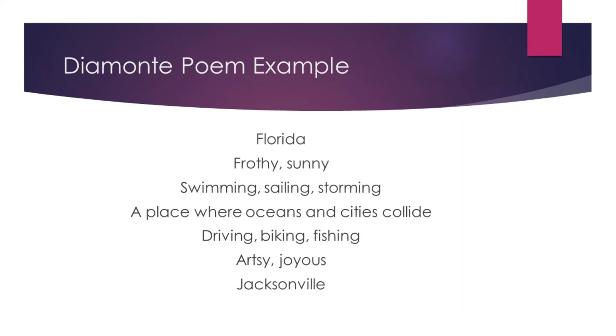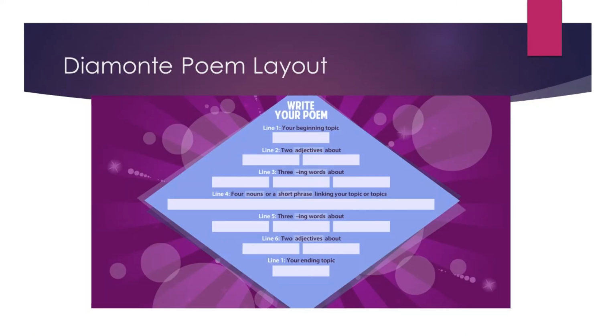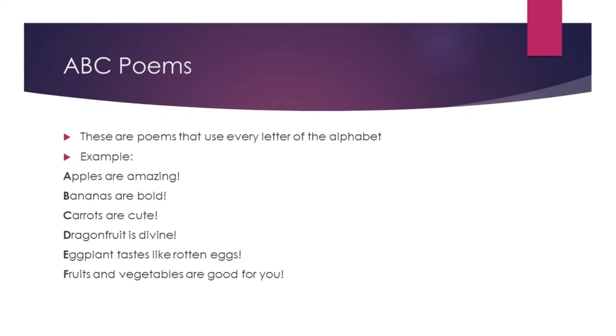To write your own Diamonte poem, I've provided this layout for you. First, you begin with a topic. Then you give 2 adjectives about that topic. Next, you give 3 words that end with ing to describe your topic. Then in the 4th line, you want to write a short phrase about your topic. Then, you're going to write 3 more words that end with ing that are going to describe your topic that's at the bottom of your Diamonte poem, with 2 adjectives to follow in the second to last line about that final topic. But your 2 topics have to be related, so keep that in mind.